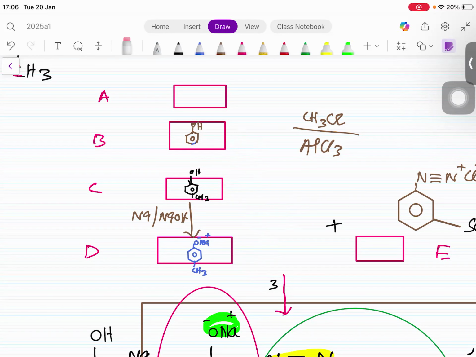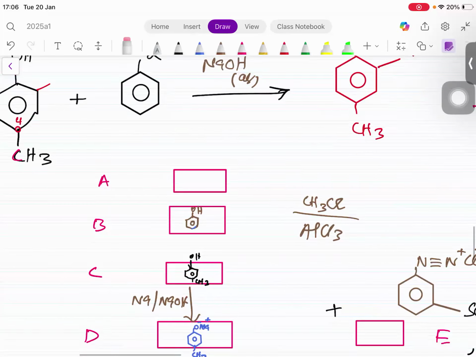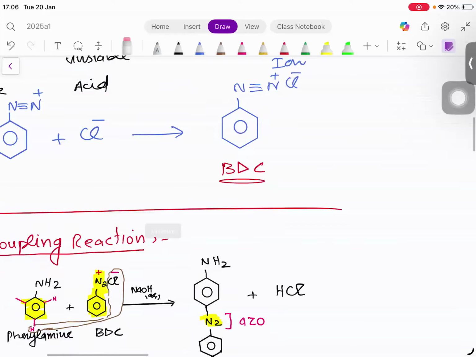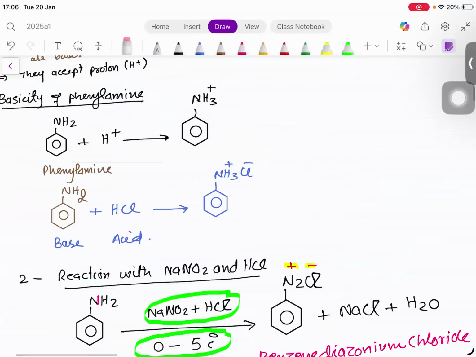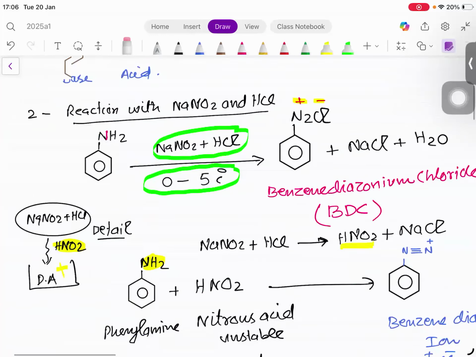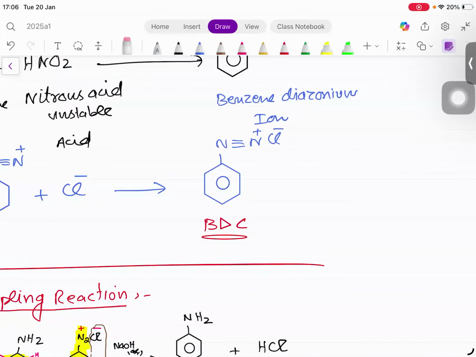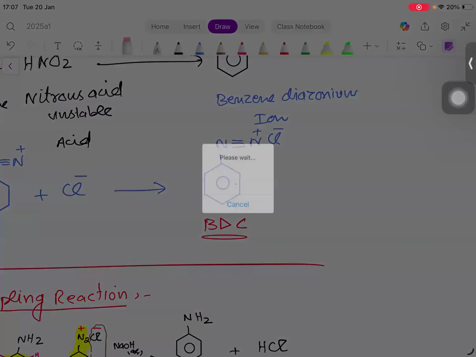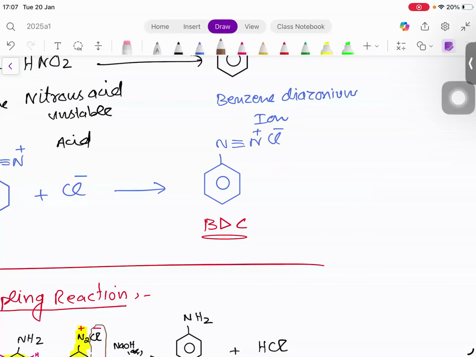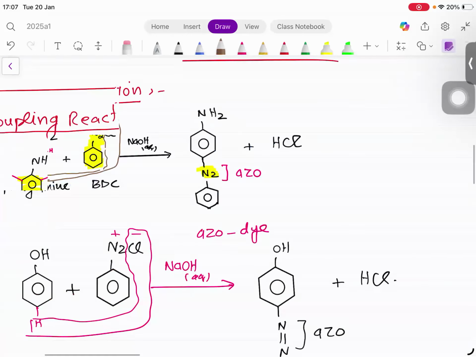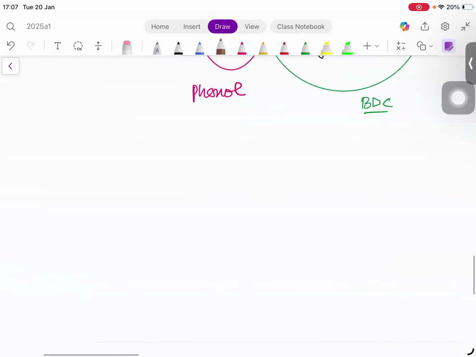No, benzene ring cannot make phenol. Now I have to tell you this. If you go back to the notes, I believe I told you this. The BDC, when added with warm water, turns into phenol. This is one of the methods of preparation of phenol. I hope I told you this reaction. Or you can just write it here.